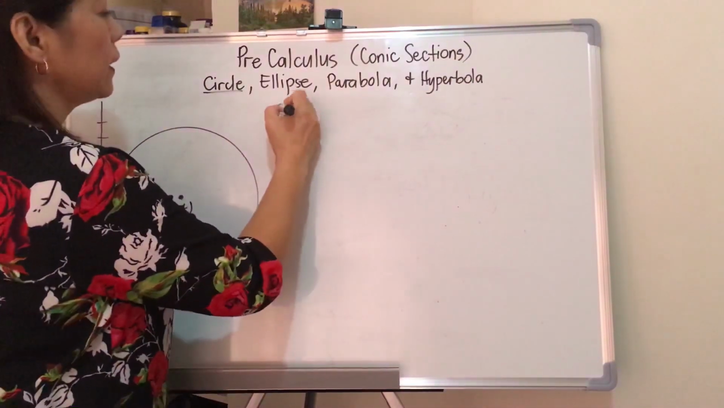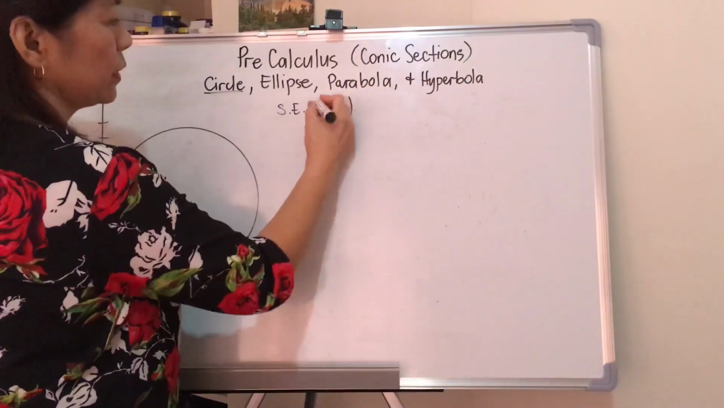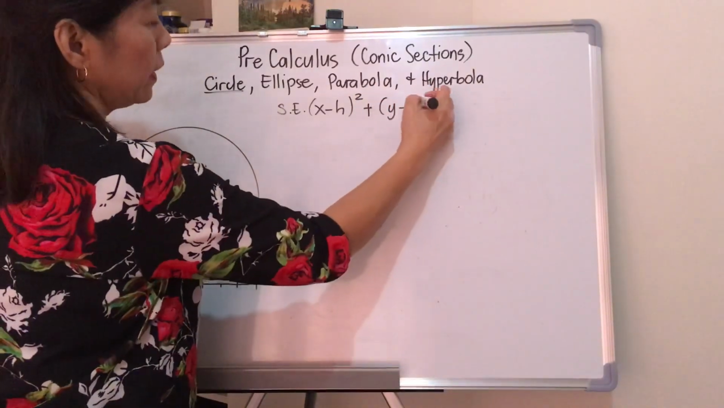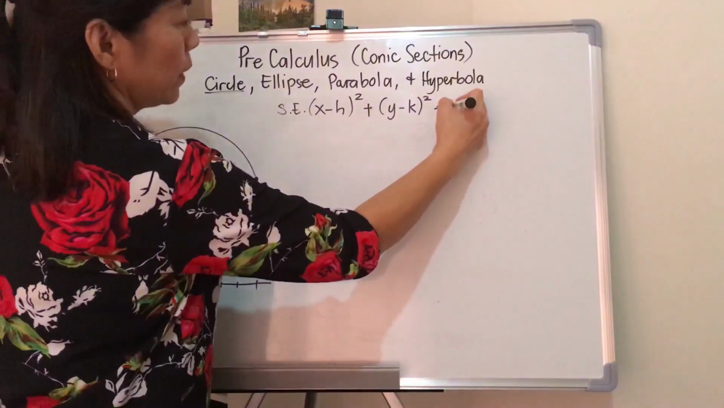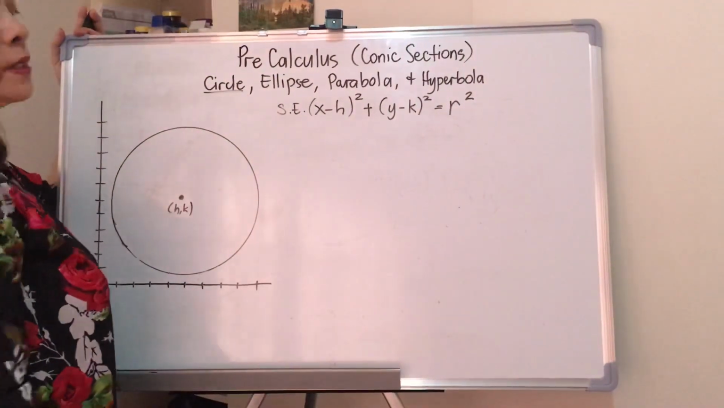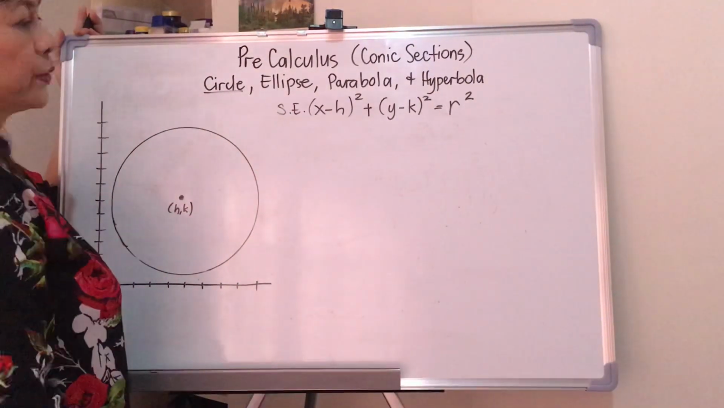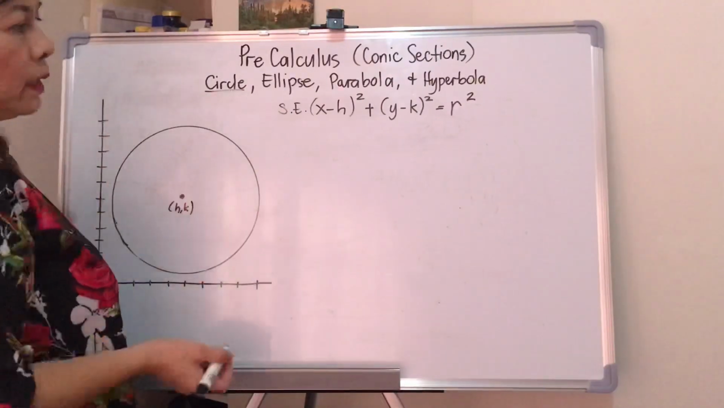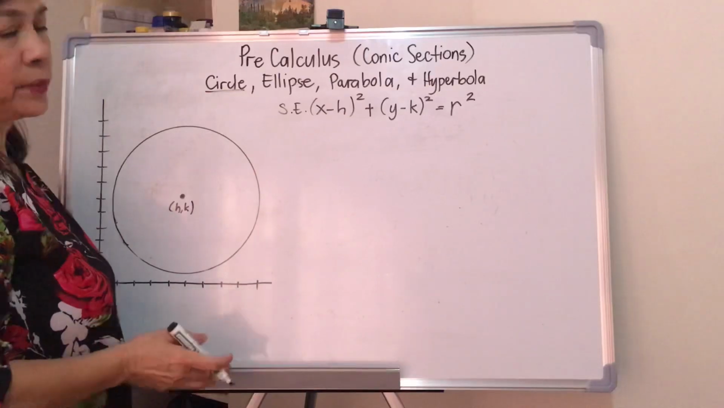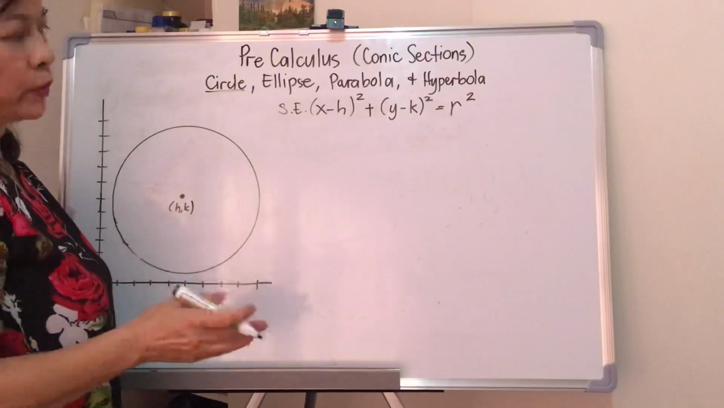Okay, a circle has the standard equation (x - h)² + (y - k)² = r². h and k stand for the center of the circle and r stands for the radius of the circle. Okay, how are we going to prove whether this standard equation is really true? How did they arrive at this? So that's what we are looking for.